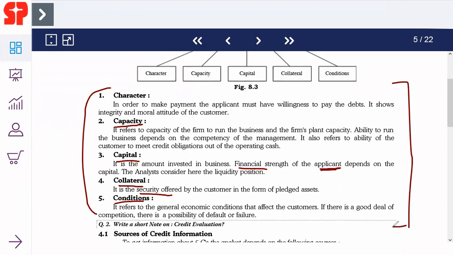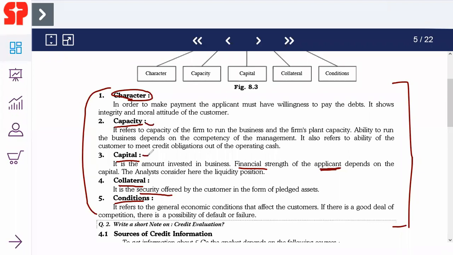So you can also understand it as standard. What standard you are setting before giving the credit. Okay. Now I think everybody should be clear. Character you should check. This is a qualitative aspect which you will come to know from the past behavior of the customer. Then capacity, capital, collateral, and condition, these are all quantitative aspects.